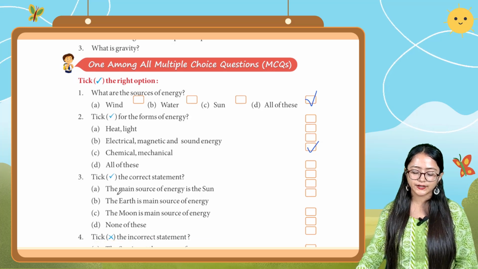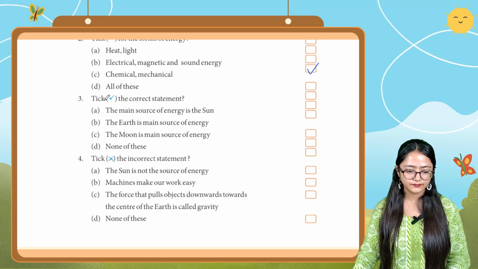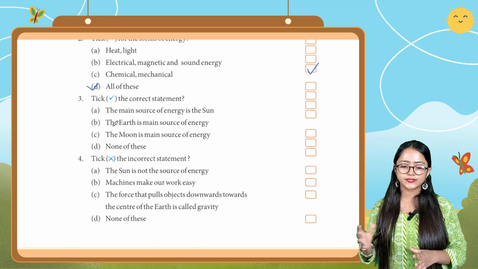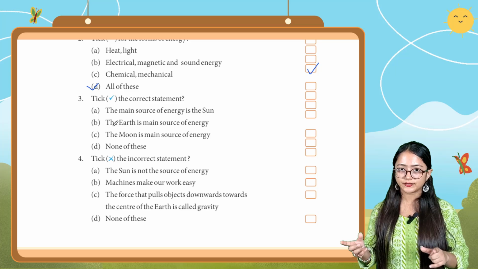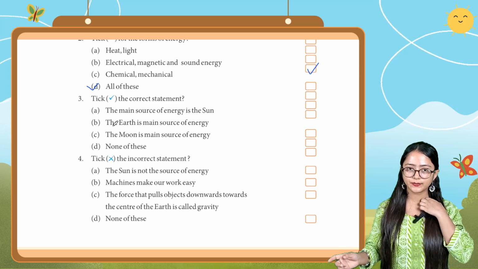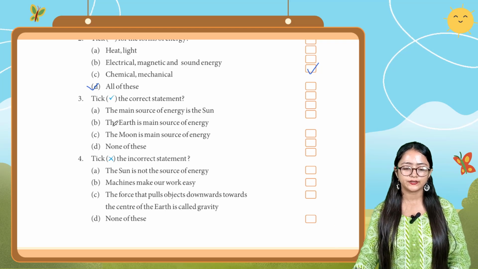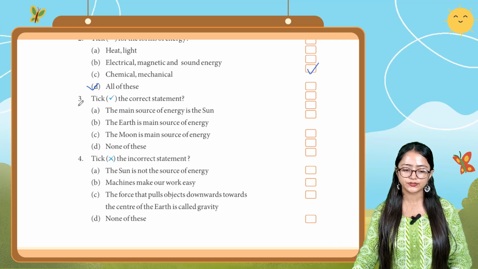Next is tick the correct statement. First one, the main source of energy is the sun. Yes, right. The earth is the main source of energy? No. The moon is the main source of energy? No. The sun is the main source of energy. So just tick that one.